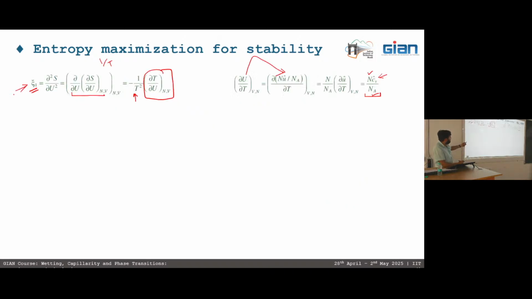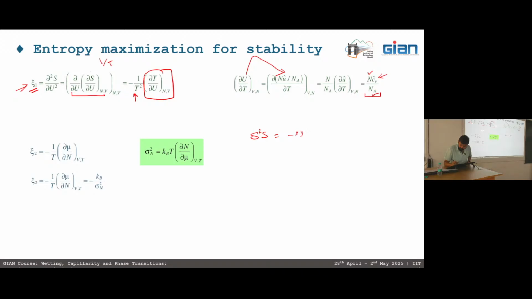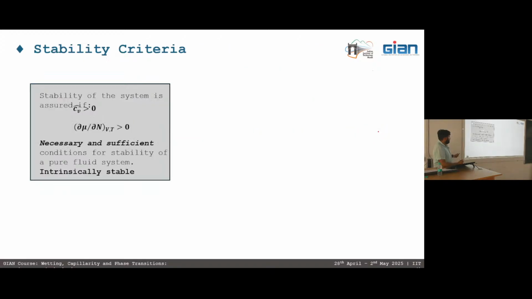Using the same set of equations, we can reduce the psi 2 term to this term, minus 1 by T del mu by del n, and del mu by del n is the term which you have seen in the variance of the number of molecules. Variance is always a positive term, because kBT is positive, which means that del n by del mu will always be positive. So this means that psi 2 is again a negative term. So now we know that del 2s is a negative term times some positive term plus a negative term times some positive term. So this is how we can define the stability criteria.